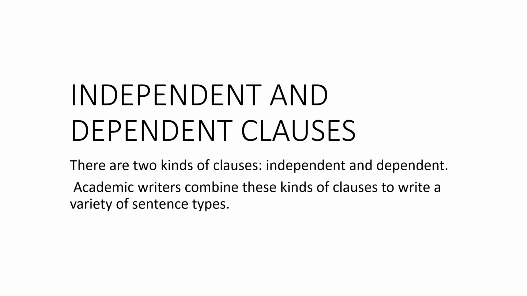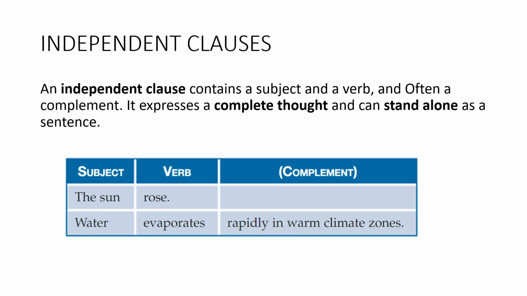First of all, let's talk about independent and dependent clauses. There are two kinds of clauses, independent and dependent. Academic writers combine these kinds of clauses to create a variety of sentence types. An independent clause contains a subject and a verb, and often a complement. A complement is a word or words needed to complete a meaning in a sentence. An independent clause expresses a complete thought and can stand alone as a sentence.